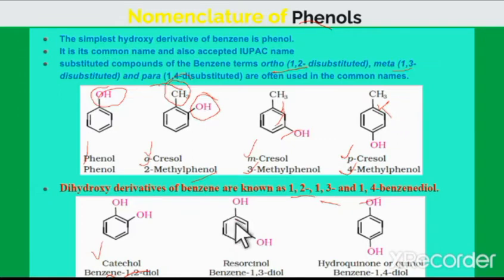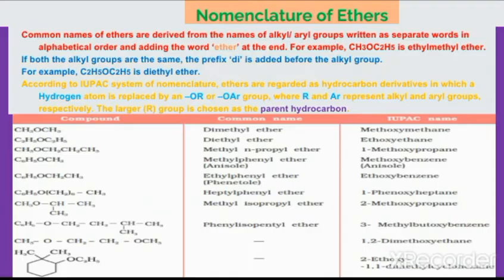The next one is where the OH groups are present at the first and third positions. In that case the common name is resorcinol and the IUPAC name is benzene-1,3-diol. When the OH groups are present at the first and fourth positions, the common name is hydroquinone, which is also known as quinol. These are the common names. The IUPAC name is benzene-1,4-diol. Here also, the final e of benzene is retained when there are two hydroxy groups.